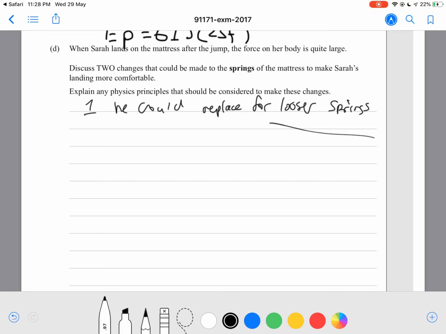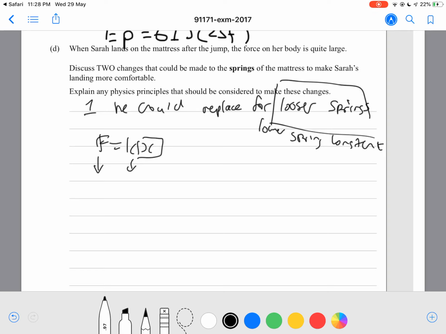So when we replace the springs with looser springs, F equals kx, so we can say looser springs means a lower spring constant. So if the spring constant goes down, that means the force also goes down in order for the compression to stay the same. But the force stays the same, so therefore the compression distance must go up. That means there's actually more time, so there's a higher stopping time.